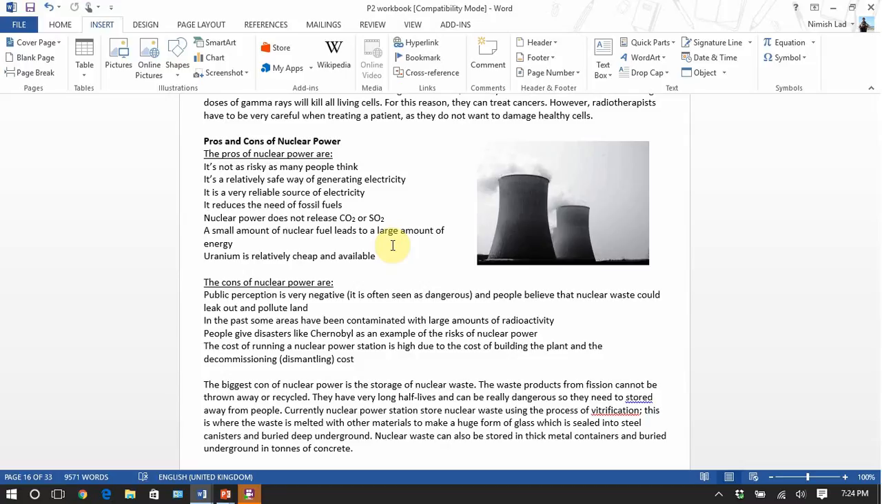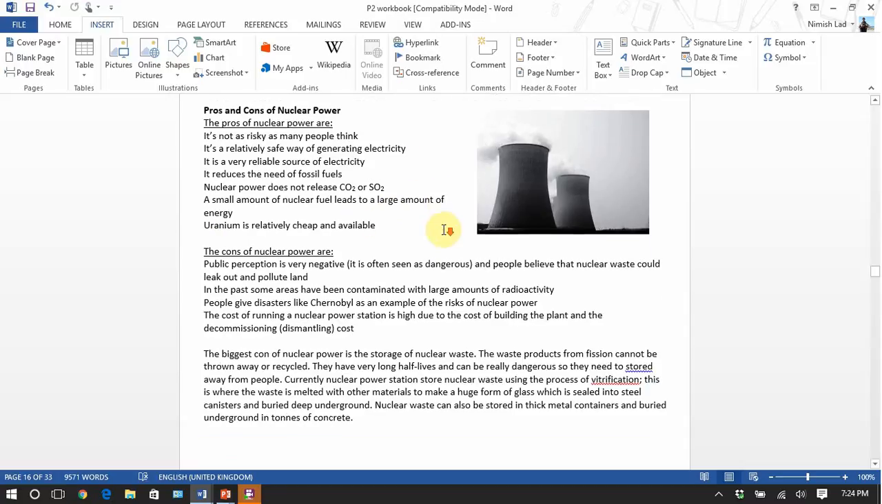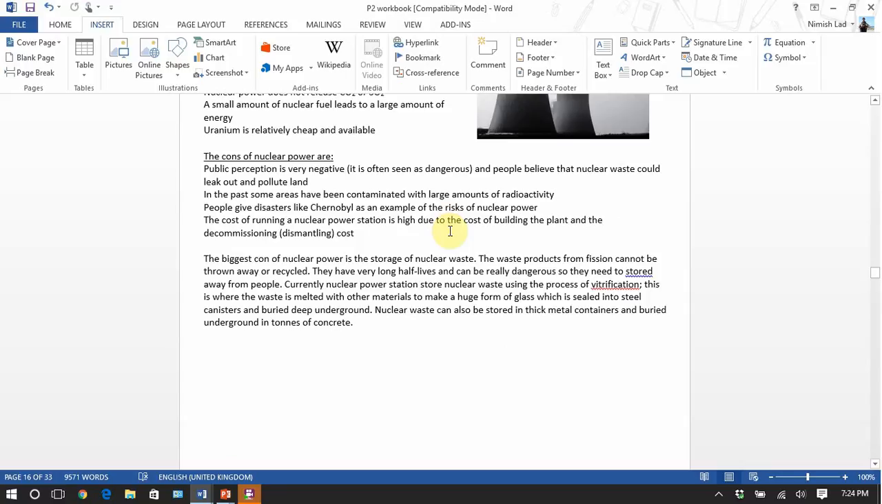It reduces the need for fossil fuels. It doesn't produce CO2 or SO2. Only in the creation of things like concrete do we actually release CO2. Small amounts of nuclear fuel can lead to large amounts of energy, and uranium is relatively cheap and available as things stand right now. The cons are public perception.